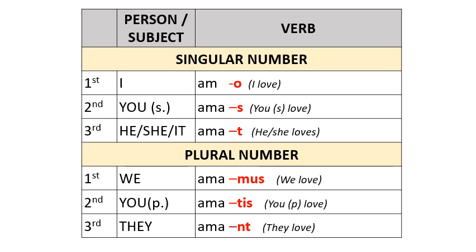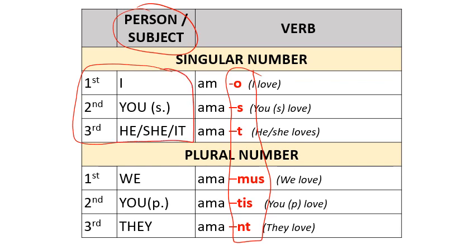In Latin, the subject is always hiding in the verb's ending. Each ending corresponds to the person or subject who is doing the verb. We have three persons in the singular number, I, you, or he, she, it, and we have three persons in the plural number, we, you, and they.